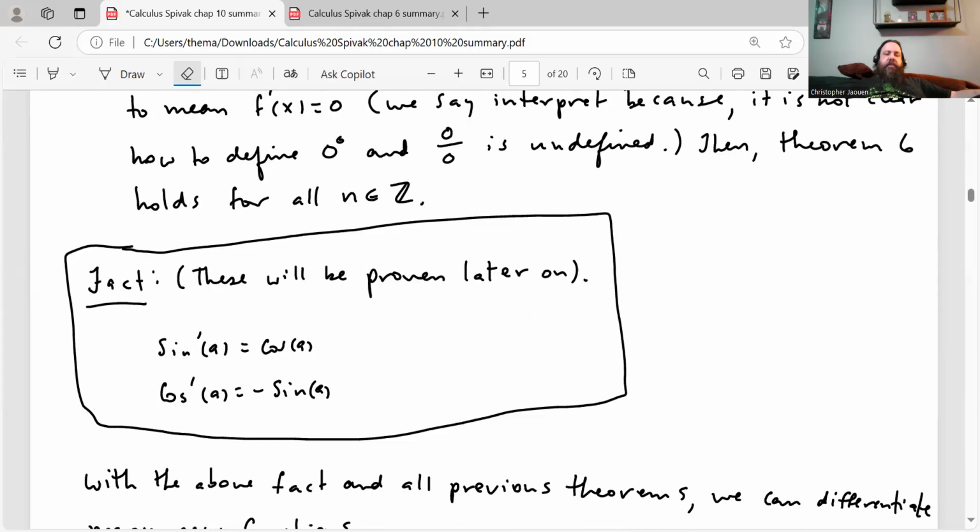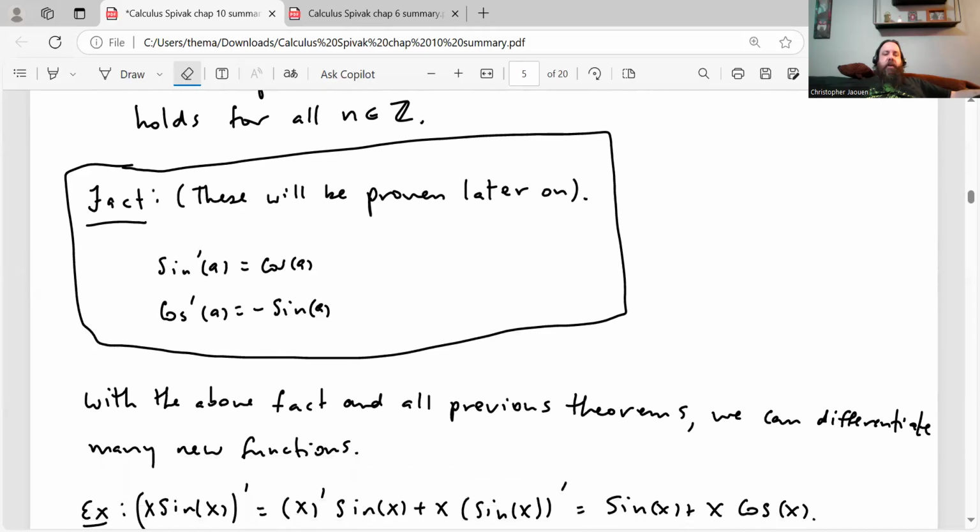All right, he gives us the derivatives of the two main trig functions, but he doesn't prove it here. We're going to do that in a later chapter. There's a whole chapter on trig functions. But he gives us the derivatives here. So the derivative of sine at a is cosine of a, and the derivative of cosine at a is negative sine of a. With the above facts and all the previous theorems, we can differentiate many new functions.